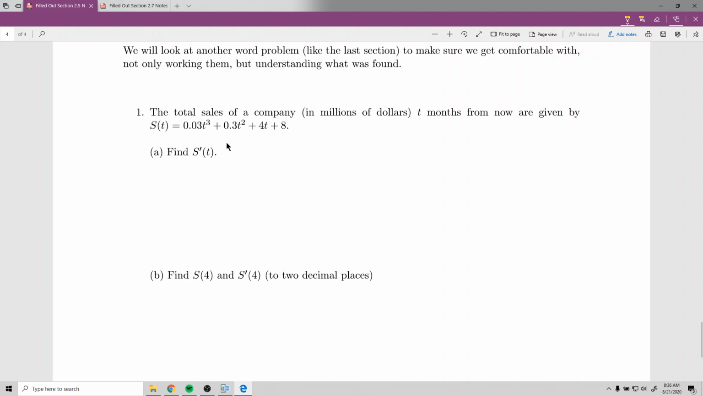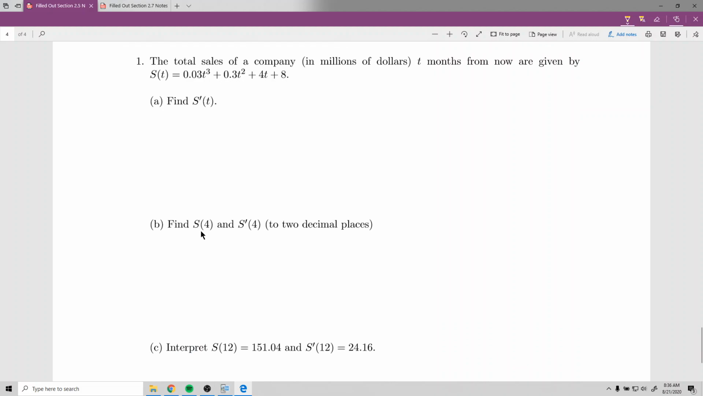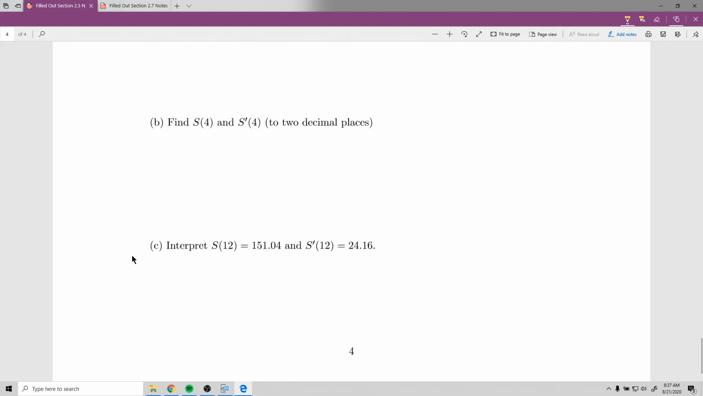So the first part says find S prime of t, so find the derivative. The second part says find S of 4 and S prime of 4. Sorry, 4, not 0. Not sure where the 0 came from. But this is something that we actually dealt with last section. We'll just have a good reminder. And then the last part actually tells you to interpret these two results. What do they mean in words? The question will be multiple choice as far as which one is correct, but you want to understand what each one is telling you.